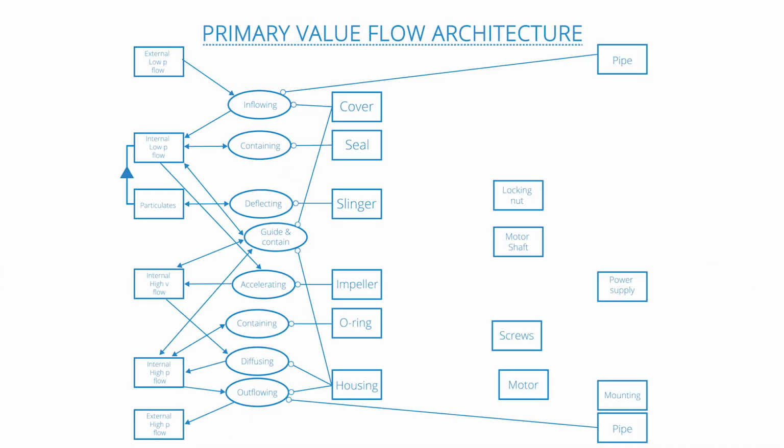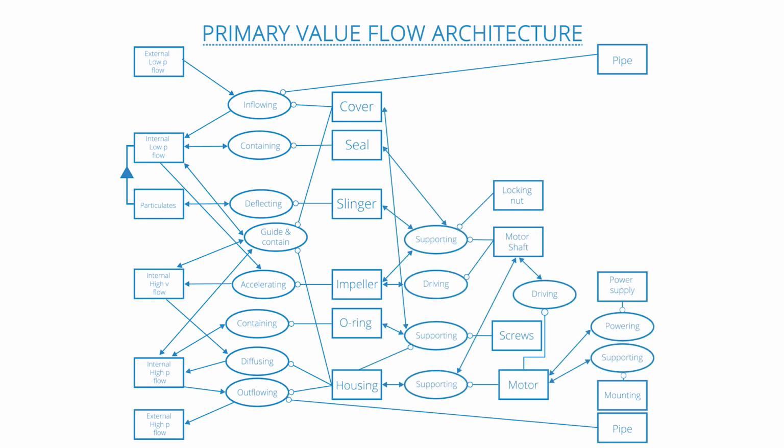So we now have a relatively complete version of the system architecture of the primary value flow processes and operands, including the non-idealities, but we still have things like the motor and the motor shaft and the power supply. What do these elements of form do? In the next image, we can see locking nuts and motor shaft and screws and motor actually are the instruments of processes which support the instruments which support the value process. And even one more layer away, the power supply and the mounting are accompanying systems which support the motor, which in fact is then the armature around which all the rest of the system is built.